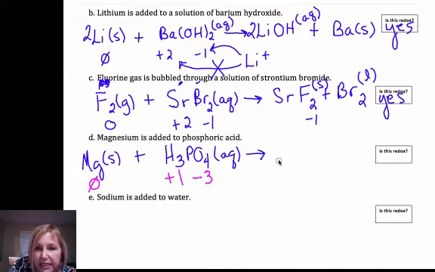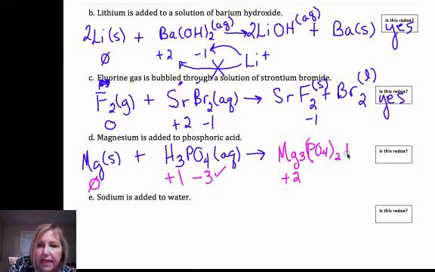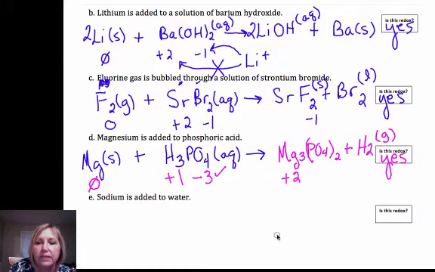Now, when magnesium goes into a compound, magnesium wants to be +2. So that means it's got to react with the negative. So we're going to have magnesium phosphate. Now, hydrogen is all by itself, but remember, hydrogen's never all by itself because it's a diatomic, and it went to the gaseous state. And yes, this is a redox.